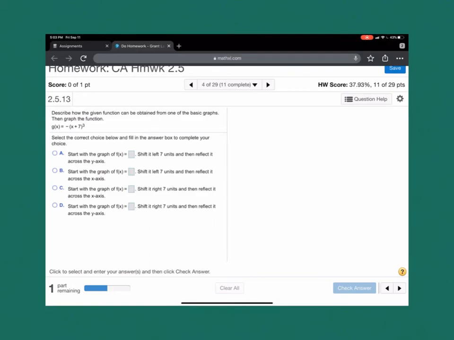Now we come back and put in the values that we want. We wanted our original function shifted to the left 7 units, and then we reflect across the x-axis to give us a vertical reflection, so that's going to be part B.